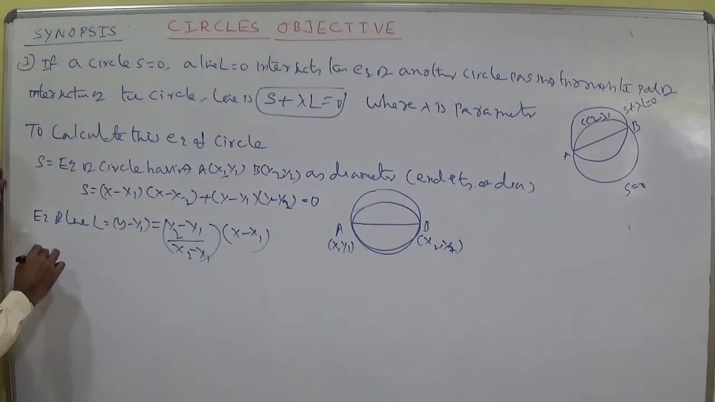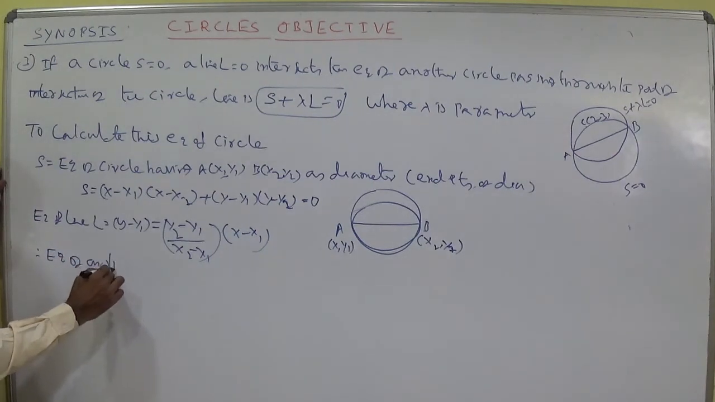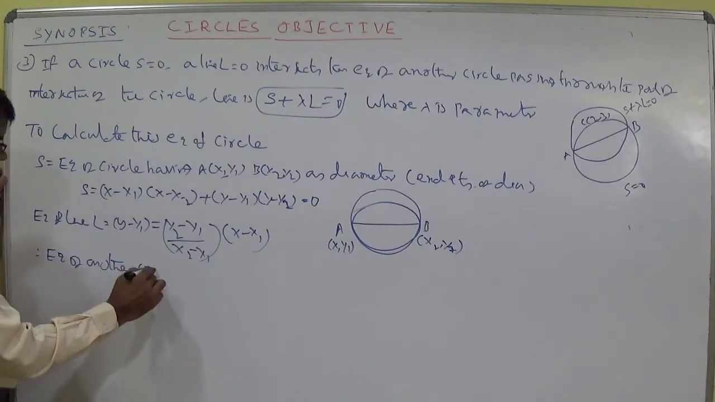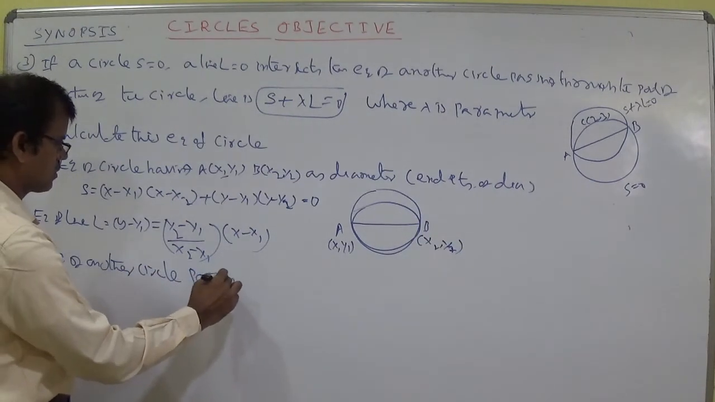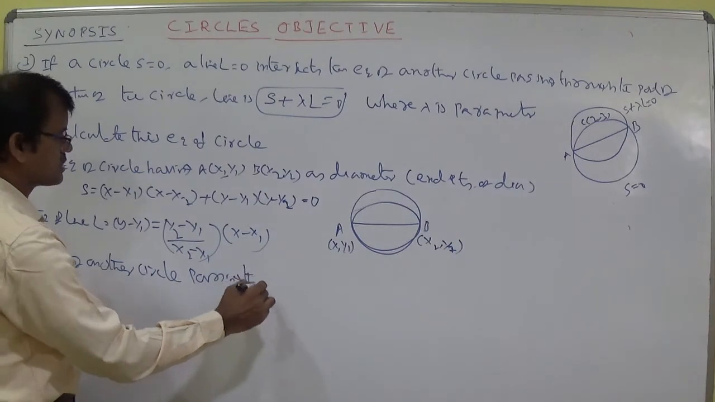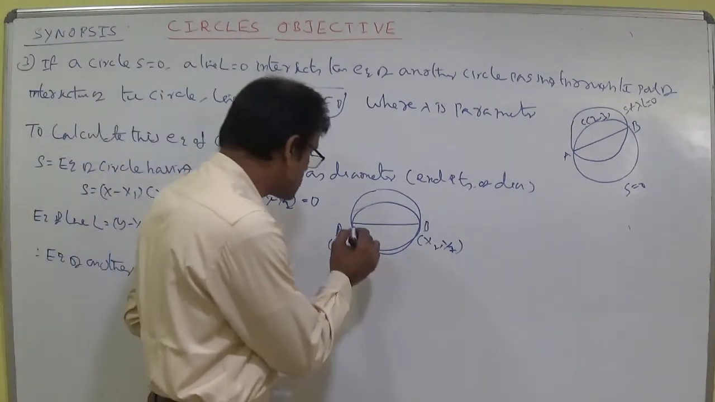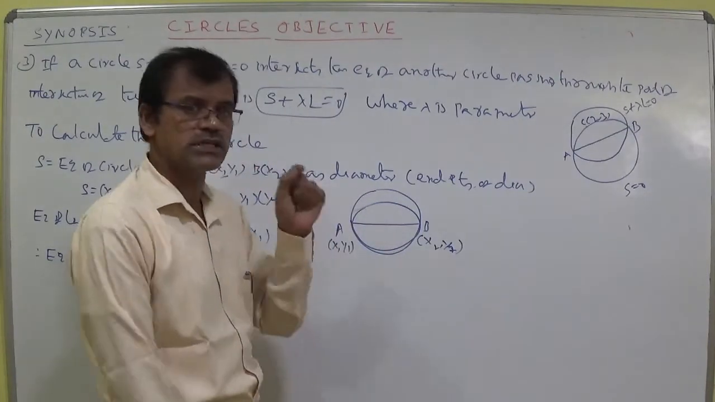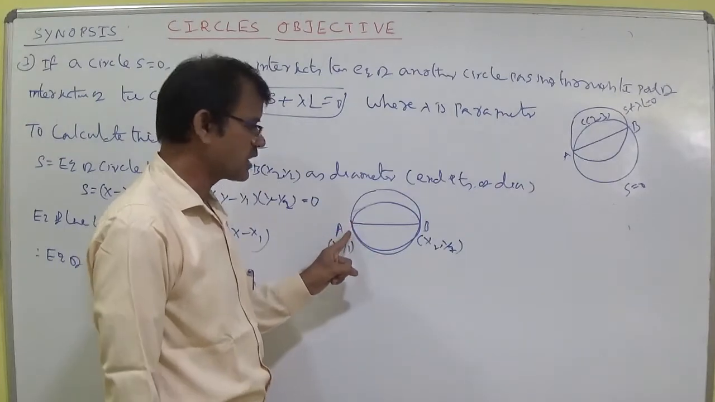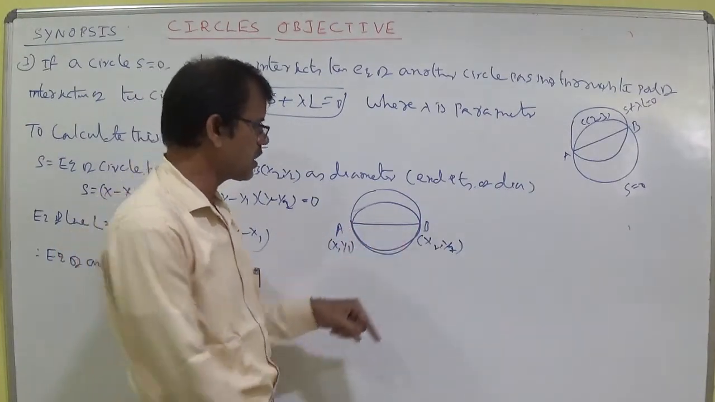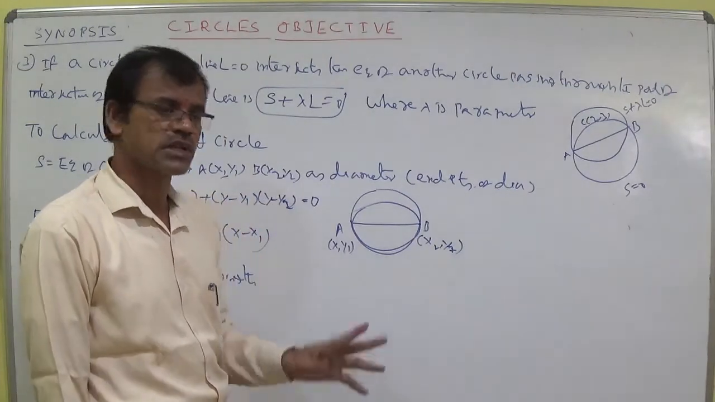Therefore, equation of another circle passing through these points. Of course, the same circle also you can take, of course a point circle also you can take. If A is a point circle, it means the circle which has no radius. Here you can consider it as a point circle also. This one also you will get using the formula. Point circle is also a circle.